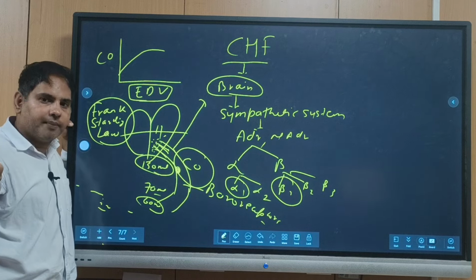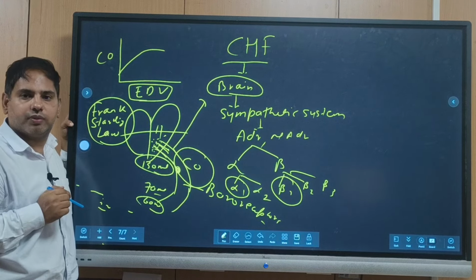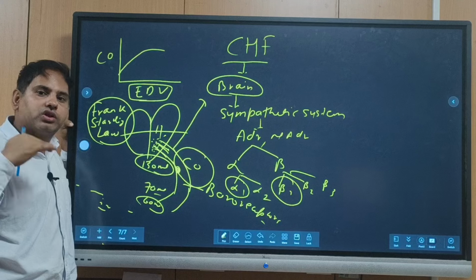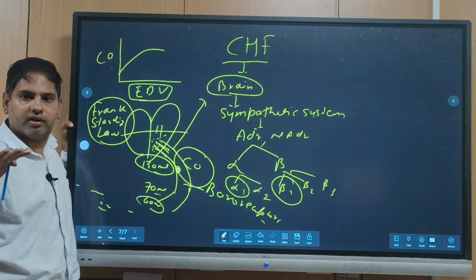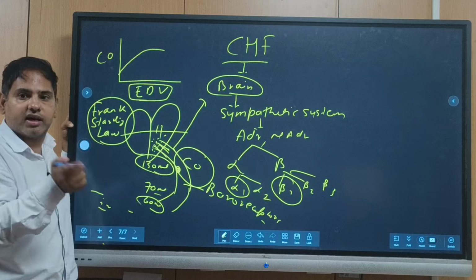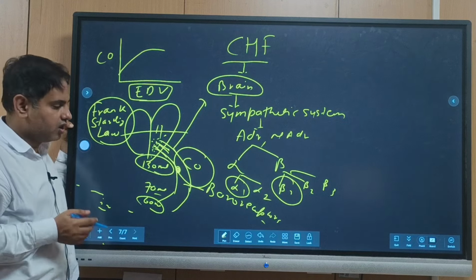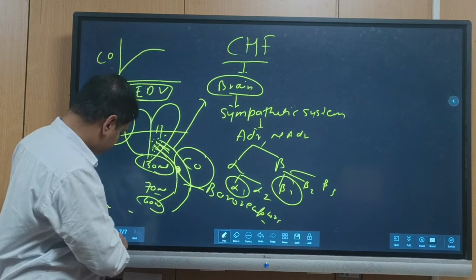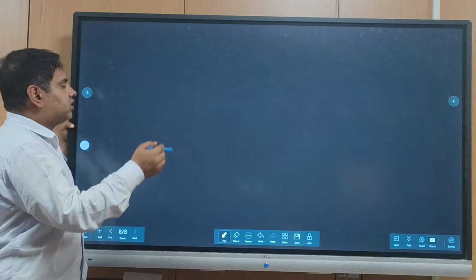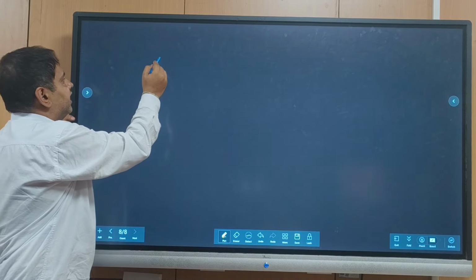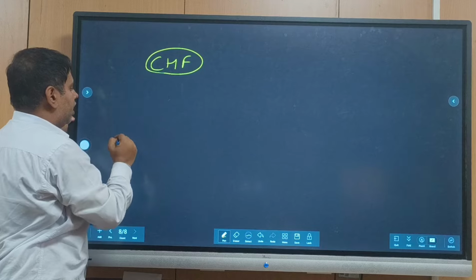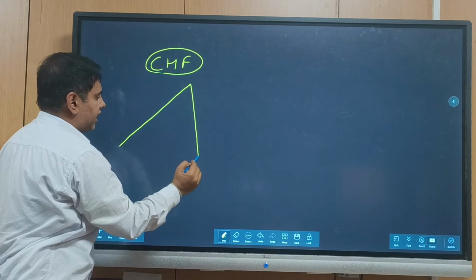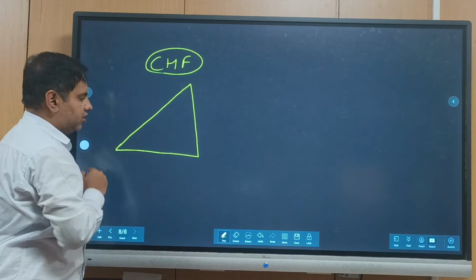So if you see the medications which we are using for the management of CHF, we are also using medications which suppress our compensatory mechanism for the long run, because in the long run it will produce a harmful effect. So how is it happening? As I told you, in CHF, let me give a simple explanation, right?